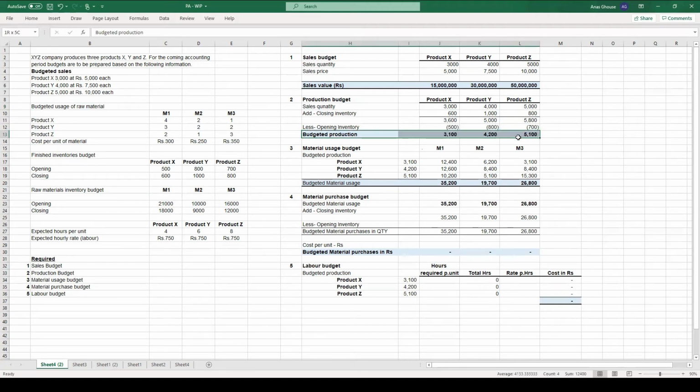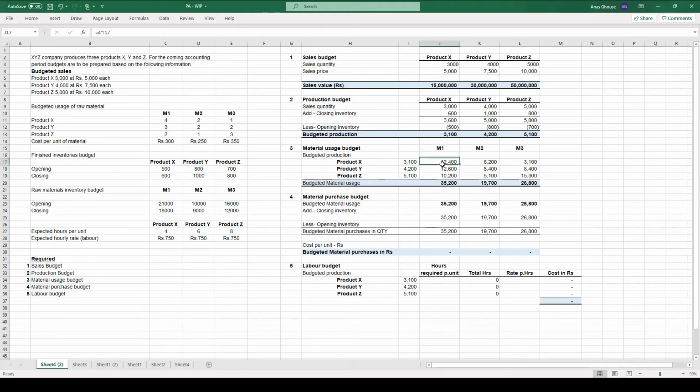Now, based on this, we can identify the material usage budget. Since I have already formatted this, you can identify the budgeted material usage will be 35,200, 19,700, and 26,800 for these respective materials. So how do you identify this? Since we know the budgeted production units for product X 3,100, product Y 4,200, product Z 5,100, we need to identify under each product how many units are required from these respective materials.